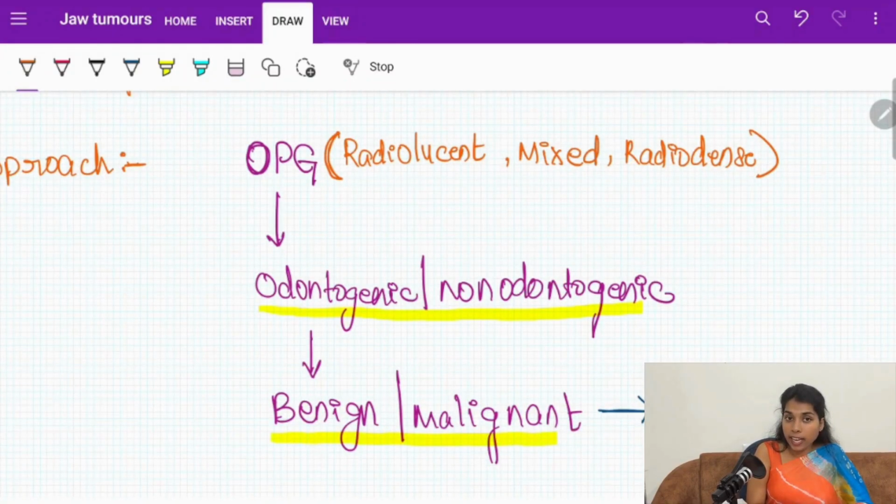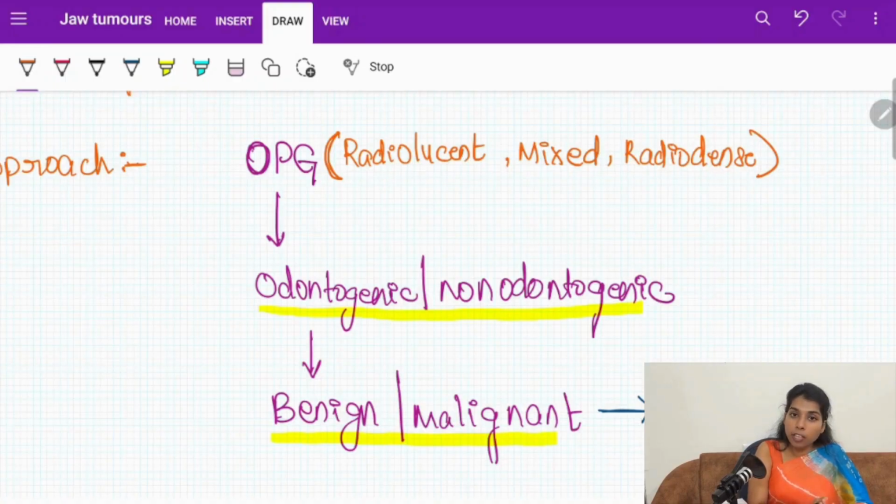I've already explained how to differentiate. If the lesion has an epicenter above the inferior alveolar canal, it is odontogenic. Below the inferior alveolar canal, it is a non-odontogenic lesion. Once we understand this, we consider each of them. If it is odontogenic, again classify it as benign or malignant. Non-odontogenic, again classify as benign versus malignant.